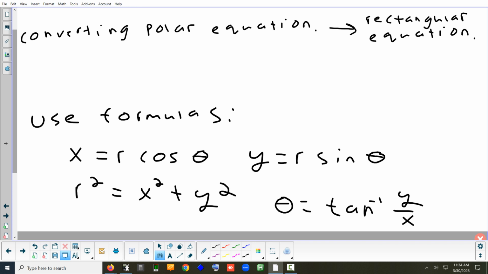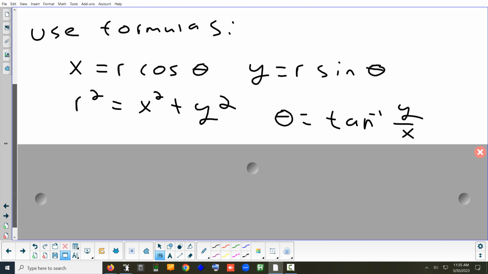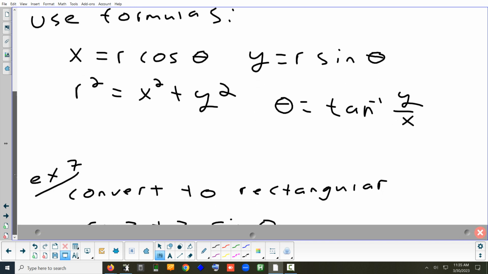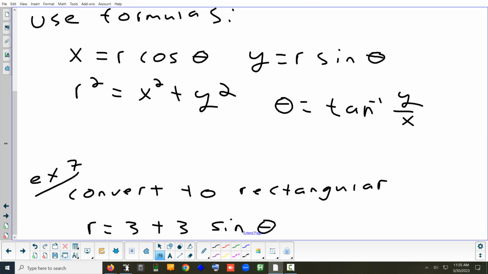These are all the formulas we've learned this week that give you some kind of relationship between x's, y's, r's, and thetas. That's all four of them. So what we do is we use substitution. We substitute in, and we try to get rid of all the r's and thetas. Let's try it with a cardioid. So r equals 3 plus 3 sine theta.